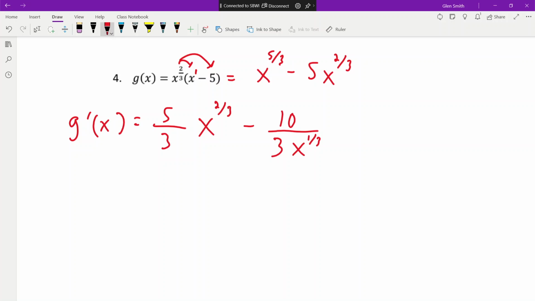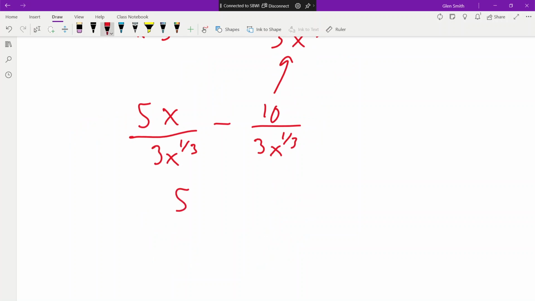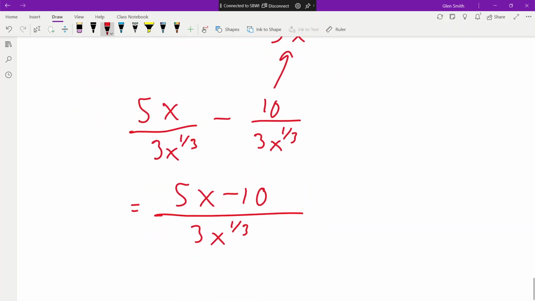So our common denominator, you can see this, is going to be 3x to the 1/3. Okay, so that means I need to multiply this by x to the 1/3 and this by x to the 1/3. And that's nice because what it does is it makes it 5x over 3x to the 1/3, right? Minus 10 over 3x to the 1/3. And that's a pretty key step for us. But really, that's just one big fraction now, because that's why we got the common denominator. Okay, so that's our derivative there, which we would call g prime.